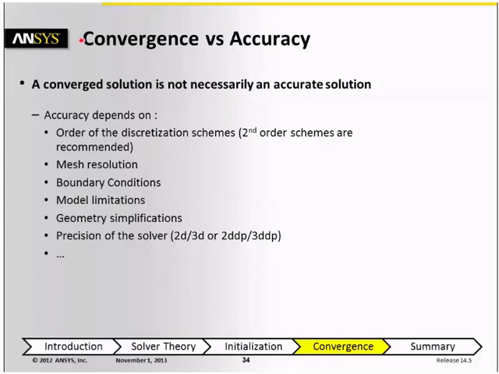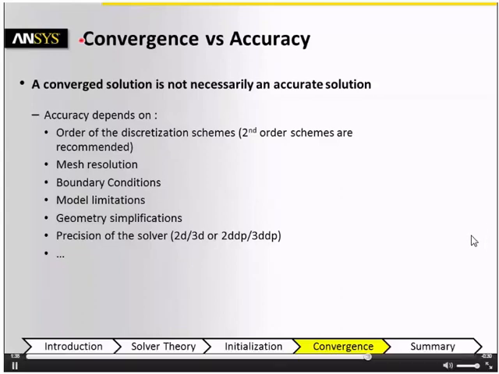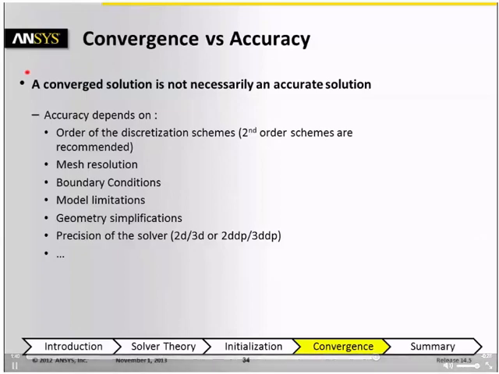It's critical for the solution to converge, but the fact that the solution's converged does not necessarily mean that it's an accurate solution. This will be discussed in detail in Lecture 10, so for now, we can just say that the accuracy of the solution depends on many factors, including the order of the discretization scheme that was used, the mesh resolution, the boundary conditions, physical model limitations, geometry simplifications, and whether or not the solution was run in single or double precision.